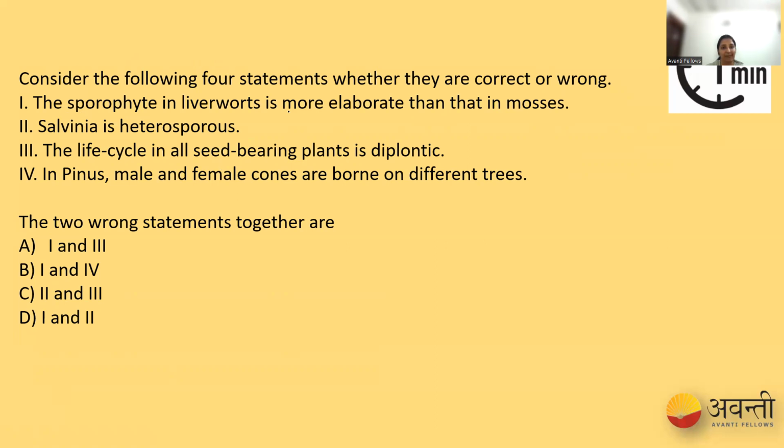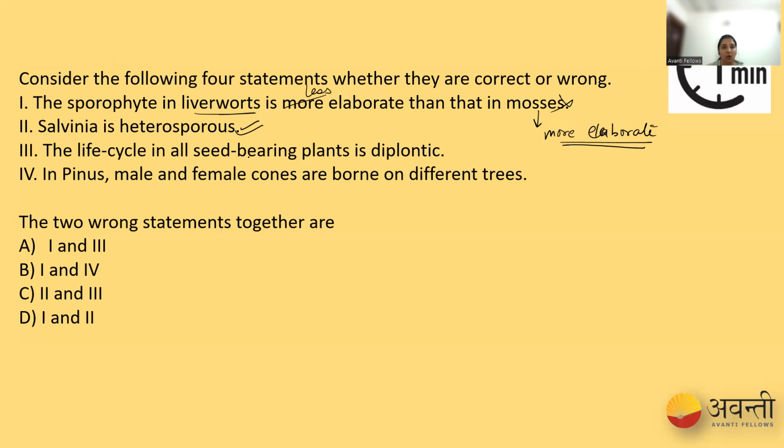First says the sporophyte in liverwort is more elaborate than that in mosses. Absolutely wrong. The sporophyte in liverwort is less elaborate than that in mosses. That means the sporophyte in mosses is more elaborate. Second says Salvinia is heterosporous. Absolutely correct. Please remember Salvinia and Selaginella. These are the pteridophytes which are heterosporous.